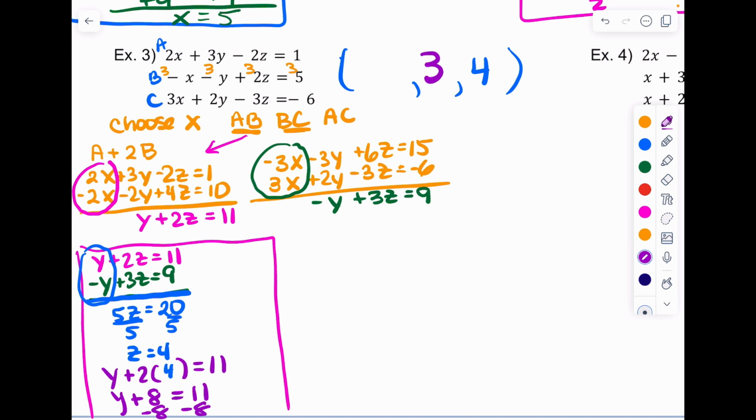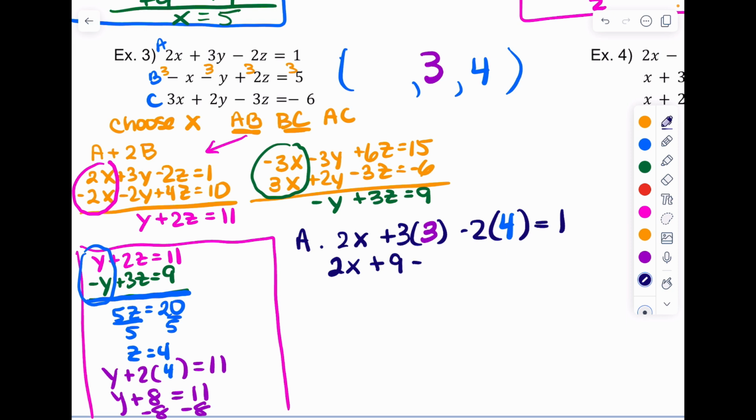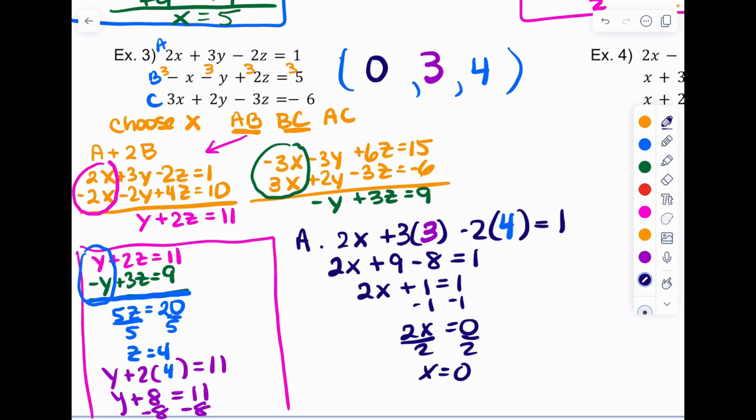So now what's left is just to find the last variable. And you can use a, b, or c. I'm going to go ahead and use a. So this is 2 times x, which we don't have, plus 3 times y minus 2 times z equals 1. And so we'll put our 3 in for y, and we'll put our 4 in for z, and we'll go ahead and solve. So 2x plus 9 minus 8 equals 1. 2x plus 1 equals 1. When we subtract this, we're going to get 0. So the only way to have 2x equal 0 is if x is 0. And so that will complete our ordered triple.